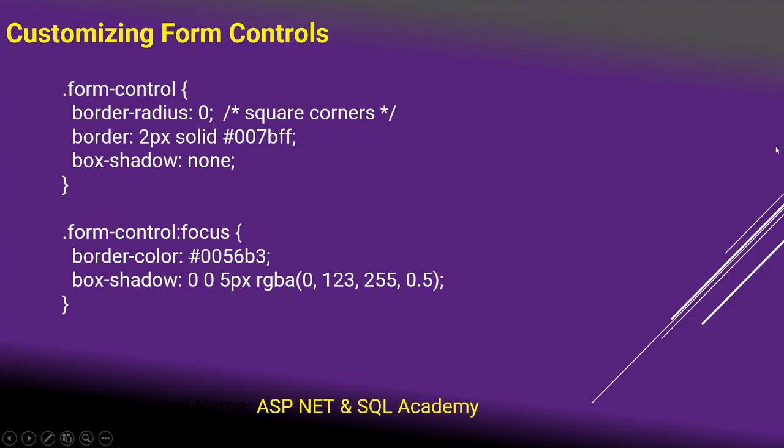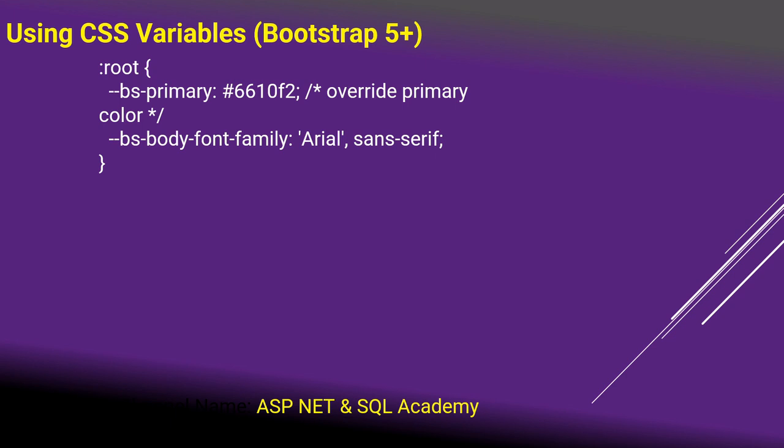You can customize form inputs by changing border radius, colors, and focus effects to create a modern look that matches your theme. Bootstrap 5 supports CSS variables. You can override them in your custom CSS for easier theme customization.